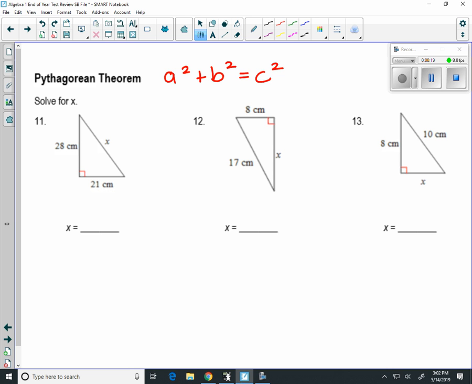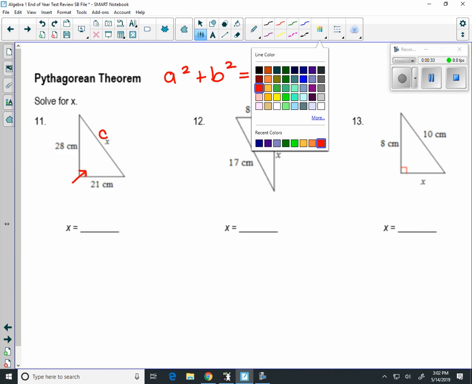And I like to always draw this little diagram. If you make your little right angle into an arrow, it is always pointing at your hypotenuse. So if that helps you decide what you got going on there, do it.